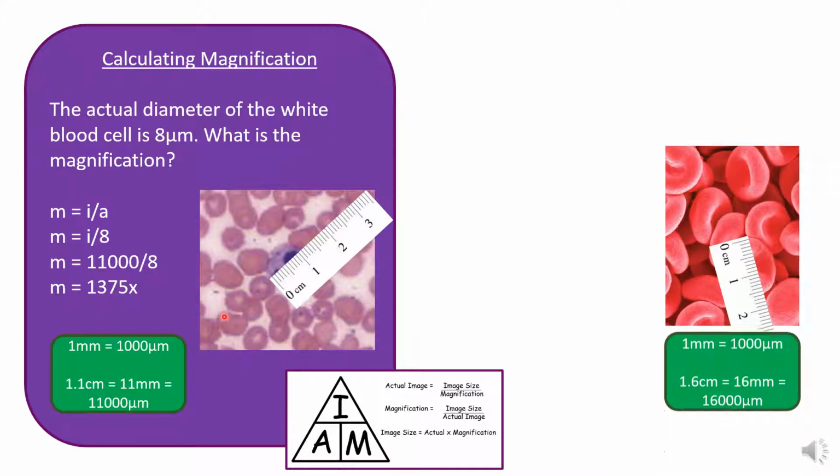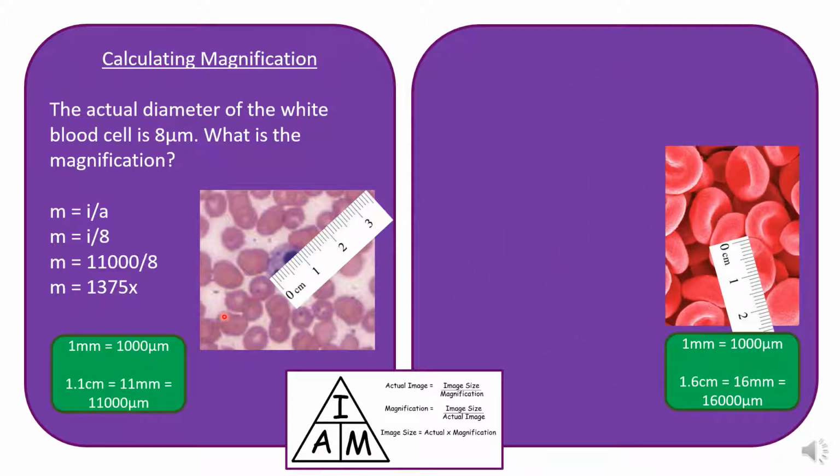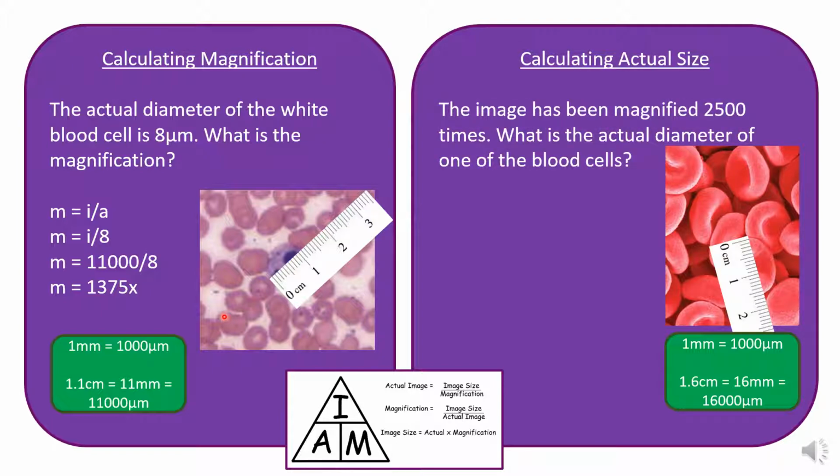Now we can also calculate actual size. So if our question was that the image has been magnified 2,500 times, what's the actual diameter of one of the red blood cells? Now, in an exam question, they would usually tell you exactly which red blood cell they want you to measure, unless they're all a very similar size. So we start with actual size is image over magnification, so A equals I over M.